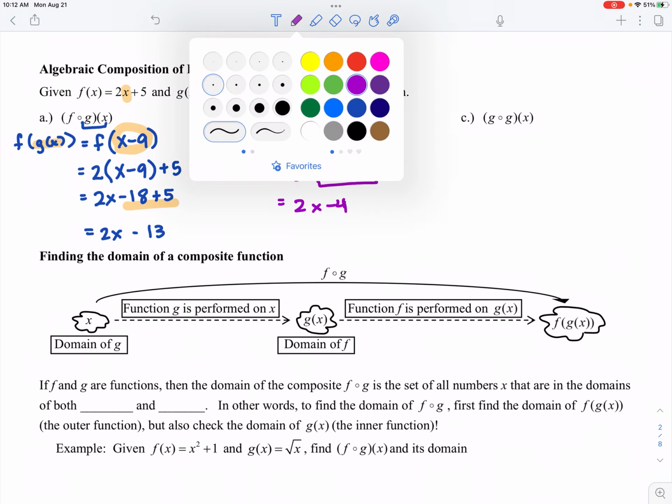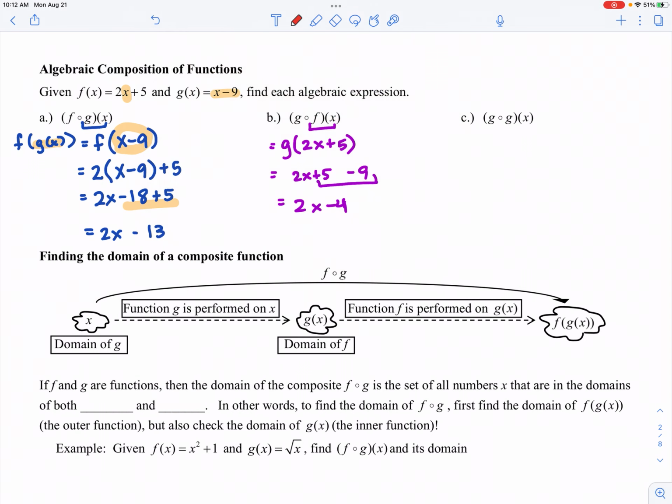Lastly, we have g of g of x. So we're doing our g function and we're plugging it into our g function. So g of x is x minus 9. So anywhere in my g function of x minus 9, in my x, I'm going to plug in x minus 9. So it's x minus 9 minus 9. So again, because there's nothing in front of the parentheses, we can just delete those. So we combine our like terms here, we get x minus 18. So anytime you are doing a composition function with x's or x plus h or any kind of variable, your answer is going to have x's in them or variables in them.